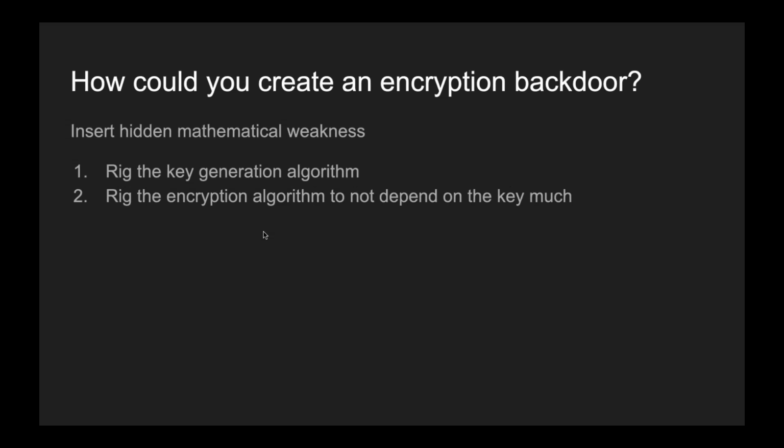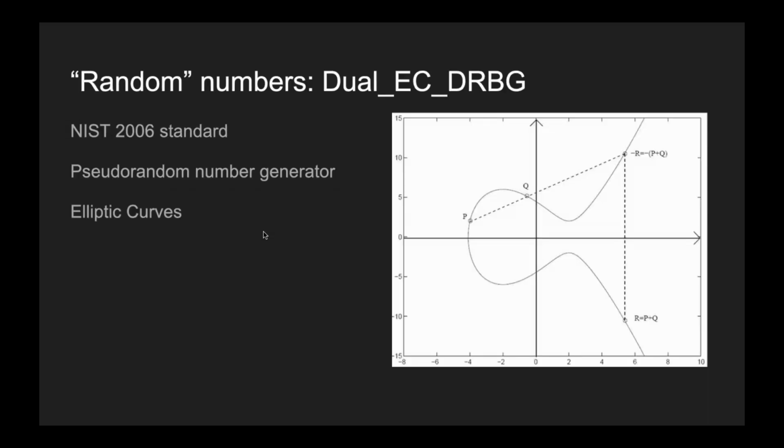The second way that we could create a backdoor is to rig the encryption algorithm to not really depend on the keys too much. And I'll explain that more in our second example. But first example, we're going to look at rigging sort of before the key generation algorithm. So the Dual EC DRBG, I hate acronyms, but there's one for you, is a 2006 standard published by NIST, which is a pseudorandom number generator.